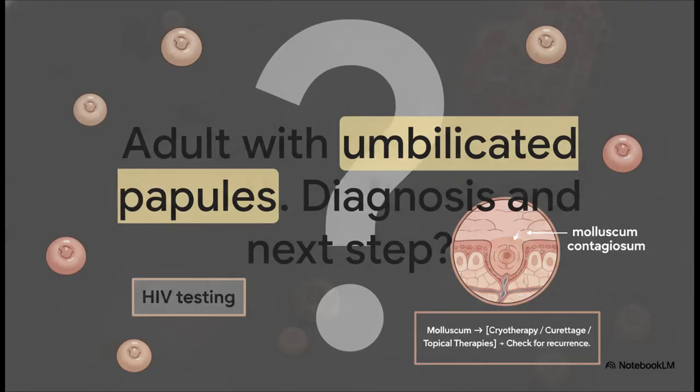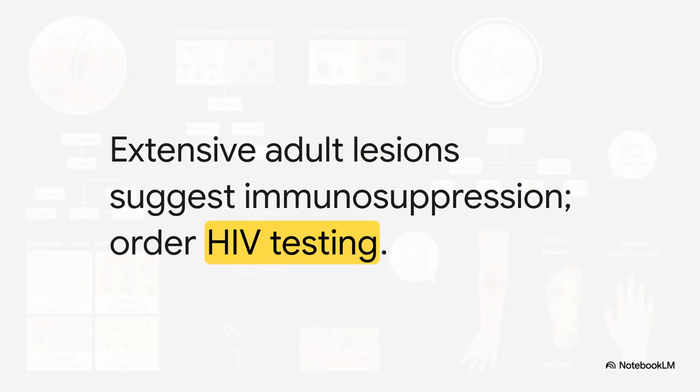Let's do another quick pause. You see widespread, firm, dome-shaped, umbilicated papules on an adult patient. What's the diagnosis, and what is your immediate next step in management? That presentation is classic for molluscum contagiosum.